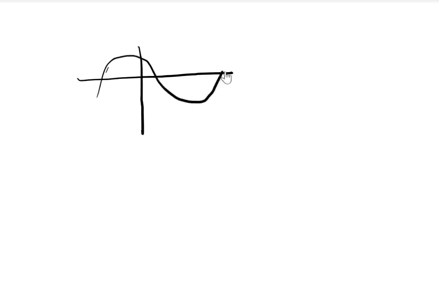Imagine you are given a curve in this form. At this point, let's say N is the maximum turning point. And at this point, let's say M is the minimum turning point.